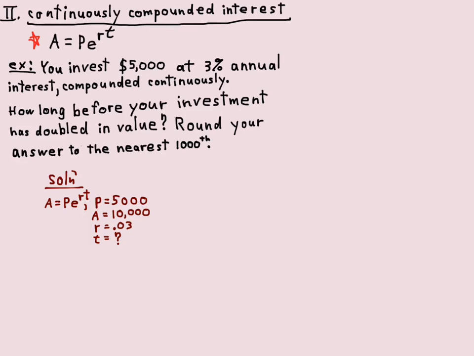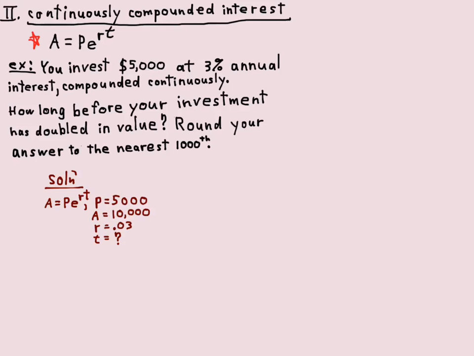P-A-R-T, part. So P, they told me you invested 5,000. The interest is 3%. Remember, percent means per 100, so that is actually 3 over 100, which is 0.03. So R is 0.03. How long before your investment doubled in value? You invested 5,000, so double the value is 10,000. So that's how I got A is 10,000.